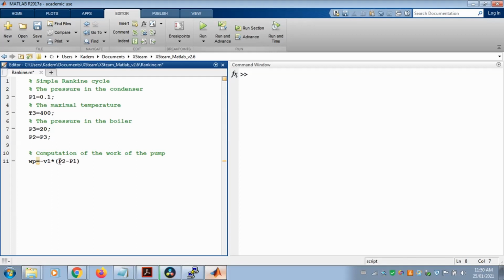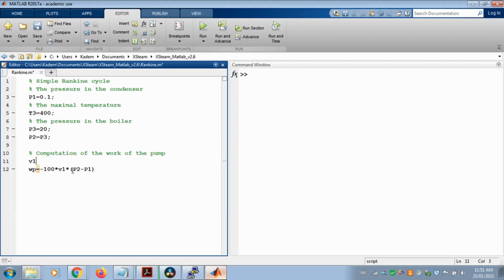The other problem is that, if you remember well, the pressures are in bar. But we would like to have the work of the pump in kilojoules per kilogram. So we have to convert the pressure back to kilopascals. So now we multiply by 100. Now the only thing missing is that we have to know the specific volume V1, okay?